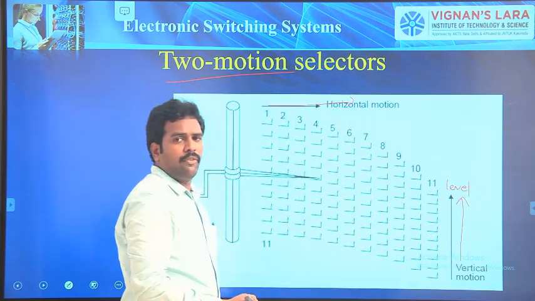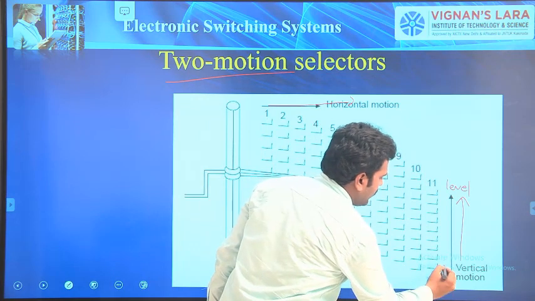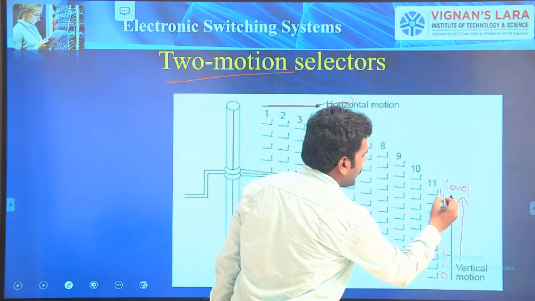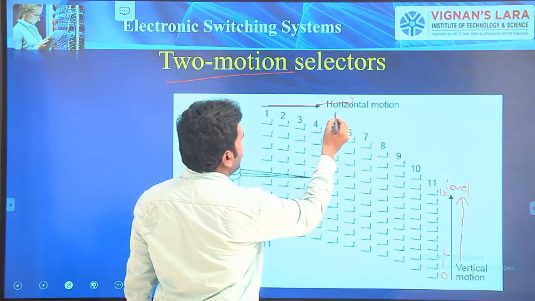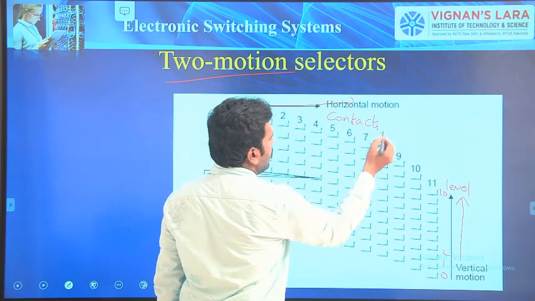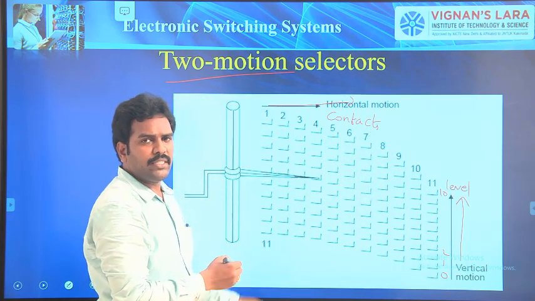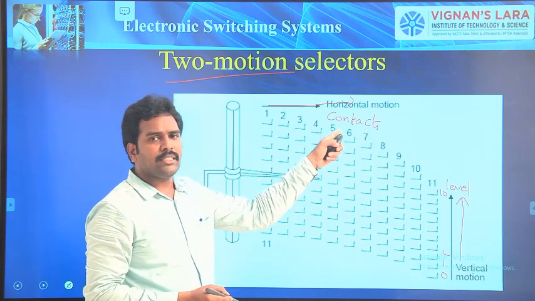The vertical motion of the wiper is known as levels. Level 0, level 1, level 2 and so on, up to level 10. And the horizontal points are called contacts. In these two-motion selector switches, the vertical are called levels and the horizontal are called contacts.